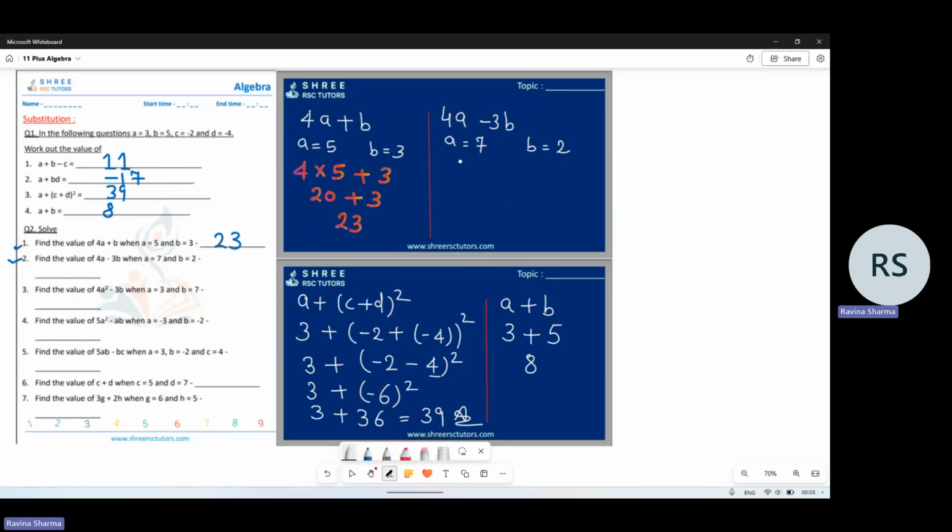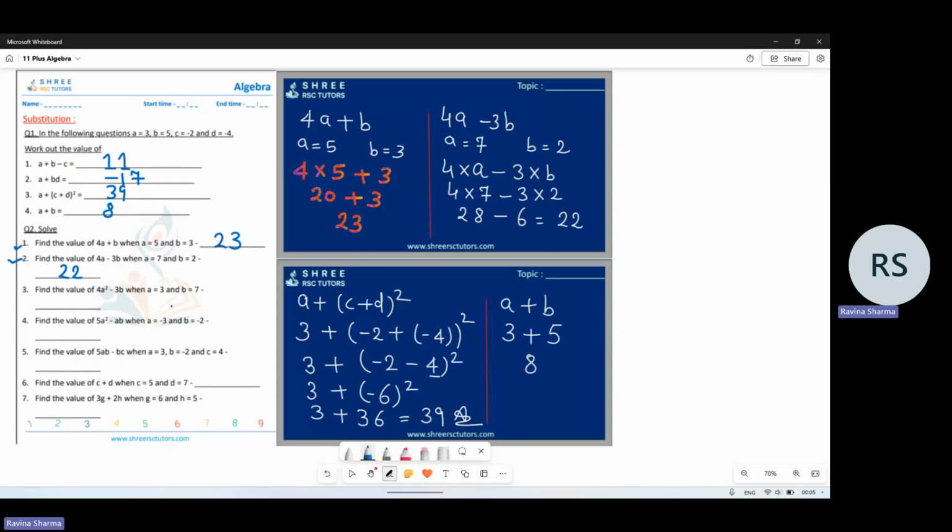So how can you do this question? For this, we will write the question again, 4a. What do you mean by 4a? 4a is 4 multiplied by a, minus 3b, which is basically 3 multiplied by b. Now for a we will substitute 7 from the question, take away 3, and for b we will substitute 2. That's going to be 4 times 7 is 28, 3 times 2 is 6, and 28 minus 6 is going to be 22. Since the answer is 22, we can write 22 in our worksheet.